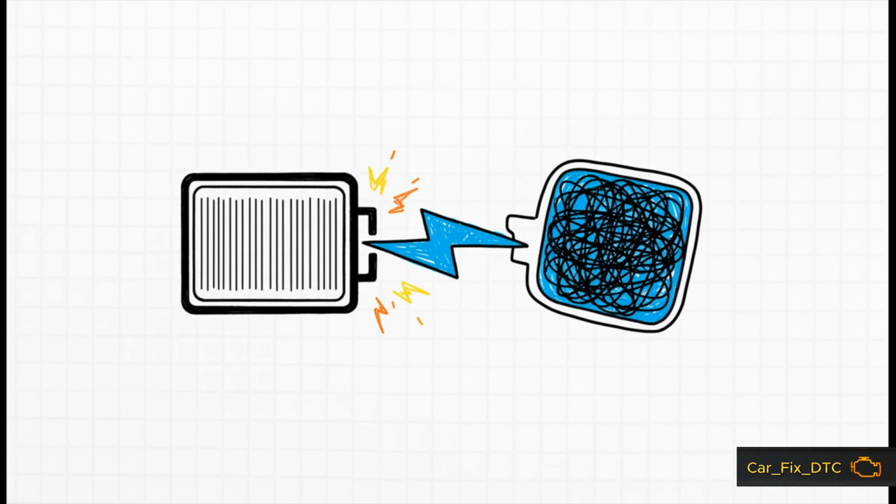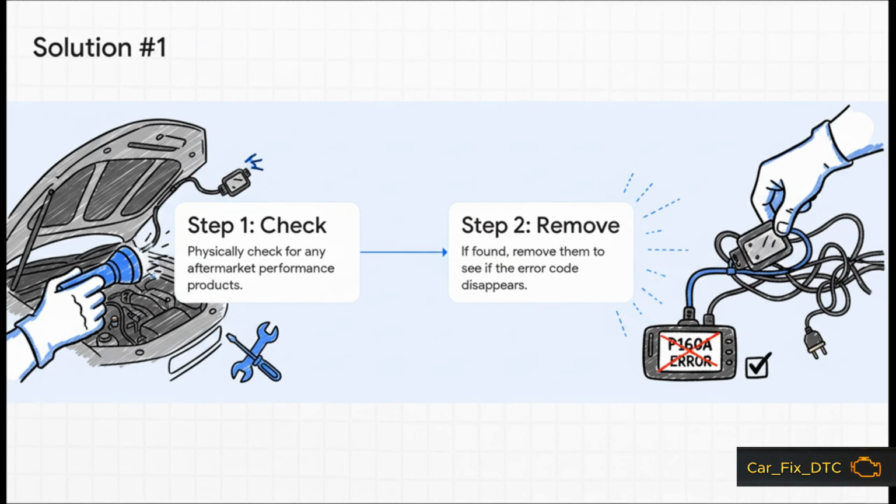First up, and you'll find this is the most common reason for this code, aftermarket performance products. We're talking about things like custom tunes, performance chips, any of those electronic gadgets you add on. They can often clash with the vehicle's factory software, which totally confuses the PCM and makes it throw that P16A code. So, what's step 1?